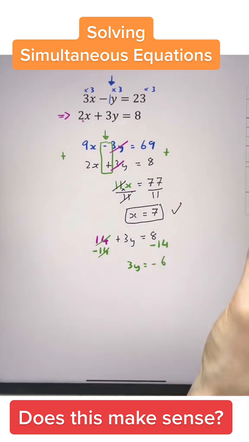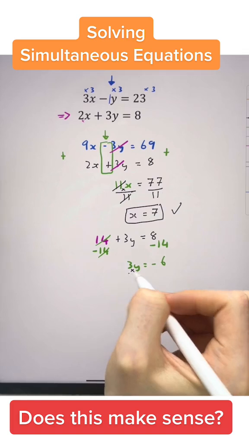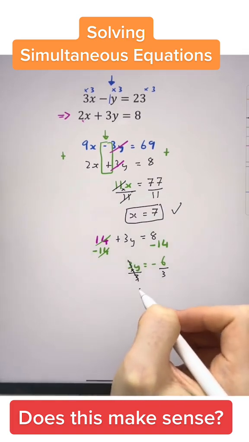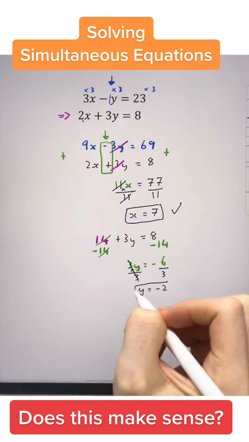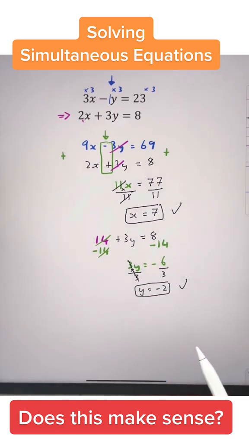3y in algebra means 3 multiplied by y. Opposite of multiplied by 3 is to divide both sides by 3. On the left, 3 over 3 will cancel to give us y, and negative 6 divided by 3 will give us negative 2. So my final answer for 3 marks is when x equals 7, y is equal to negative 2.